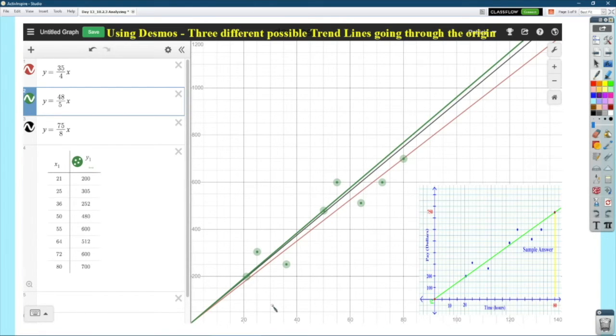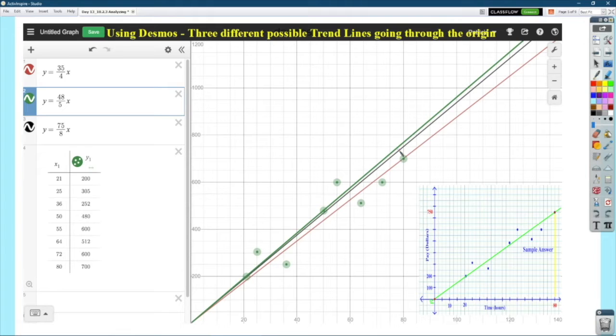Then I tried something different. I got it to go real close to this and this one. This is the last point at 8,700. And I looked to see what that would be. And I have y equals 35 over 4. And that would represent the 700 over 80. So it's a little different than mine.